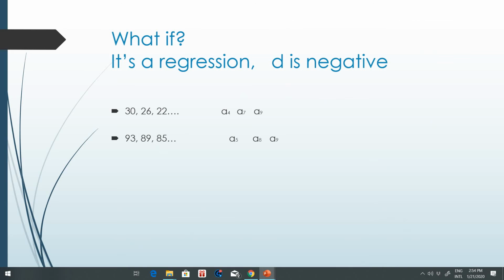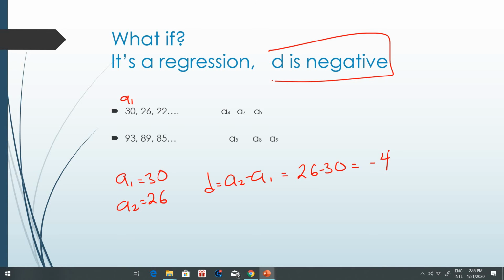Now, we talked about a sequence. It's increasing, it's increasing, it's increasing. But now what if it's a regression? It's decreasing. It's not increasing, but it's decreasing. So our A1 here is 30. Our A2 is 26. So what's our D? A2 minus A1. So 26 minus 30, and that's going to give us a negative. So D is negative.